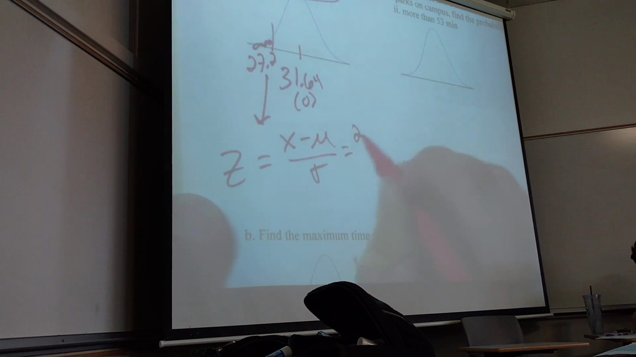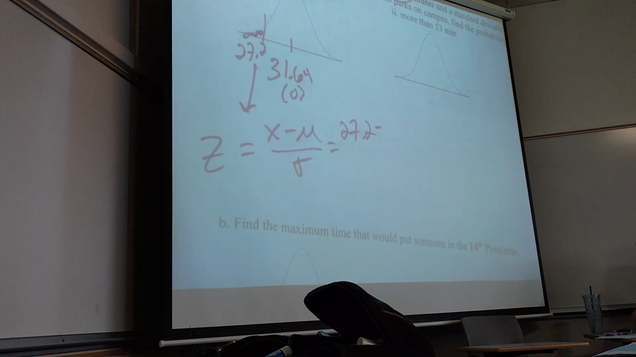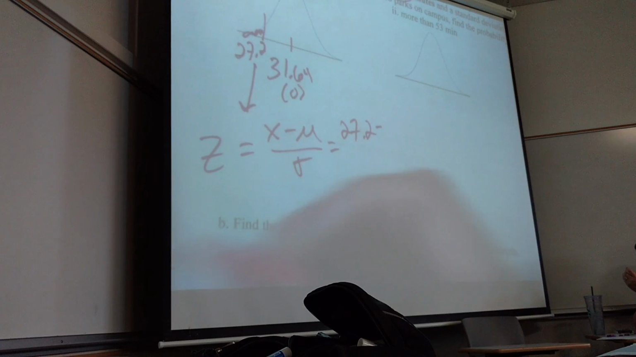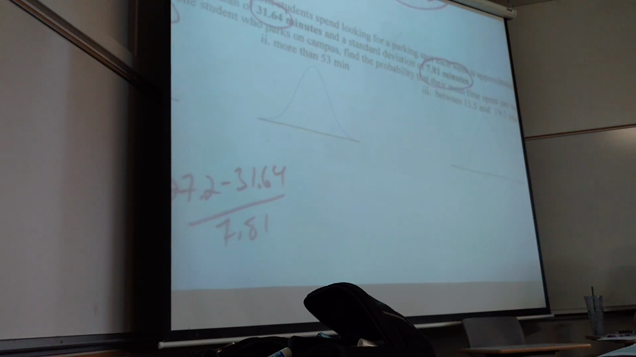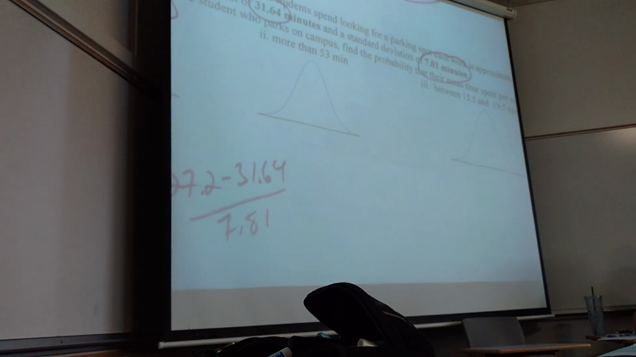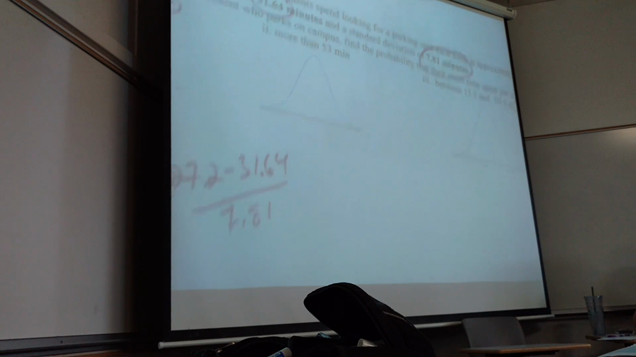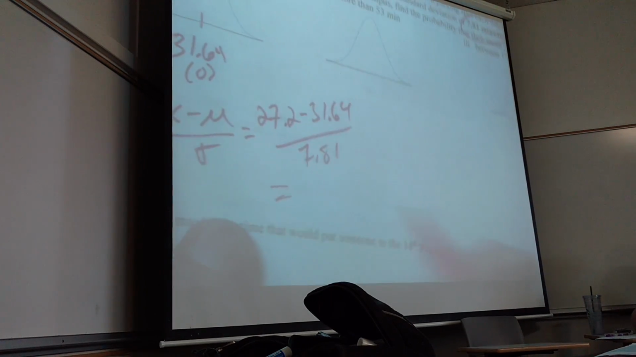So it'll be 27.2. That's the data point I'm interested in. Always minus the mean. They never switch places. If my data point's below, it better come out negative. Don't try to force it to be positive, because then you're on the wrong side of things and get wrong answers. 27.2 minus what? 31.64, that's the mean. Divided by 7.81, because that's the standard deviation. I like it. And what do you get for that?